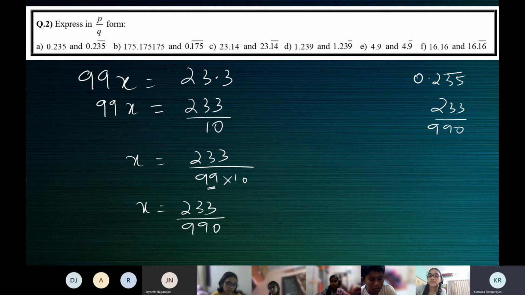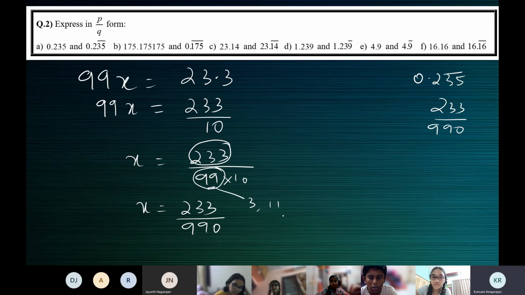So about the simplification, the answer ends here, children. I said 99 is divisible by 3 and 11, prime numbers 3 and 11. So check if 233 is also divisible by 3 and 11. If it's not divisible, that means it's in the simplest form. It is in the simplest form.